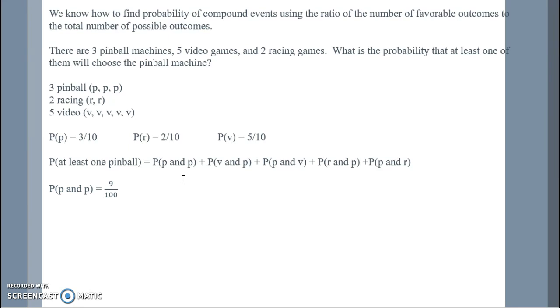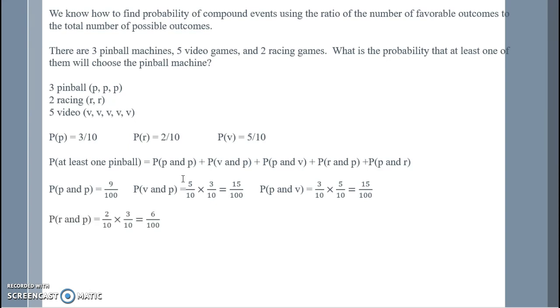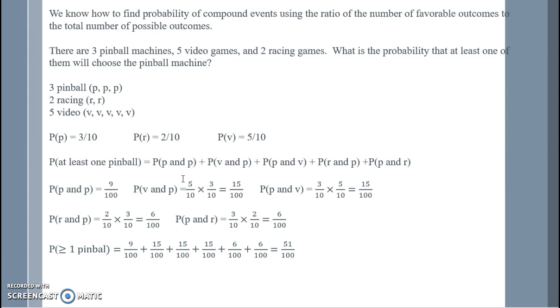So we know from the previous slide that pinball and pinball is 9 out of 100. Video and pinball would be 5/10 times 3/10, so 15 hundredths. That is the same probability as pinball and video. So 3/10 times 5/10 is 15 hundredths. Racing and pinball, 2/10 times 3/10 is 6 hundredths. And pinball and racing again is the same, just reversed. So now that we have all of our different options, we need to add them all together.